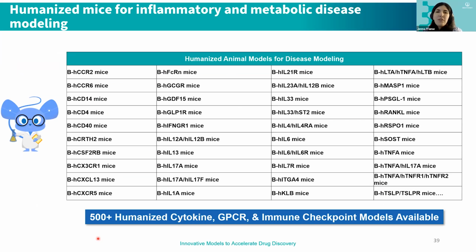So one of the many advantages of working with Biocytogen is the humanized mouse models that we offer in conjunction with pharmacology services. So here is just a brief list of the humanized models that we offer that may be useful for evaluating the efficacy of your anti-human test article in our disease models. So please check out our website for the full list of animal models that may be useful for your studies.